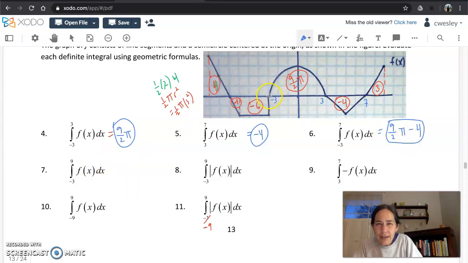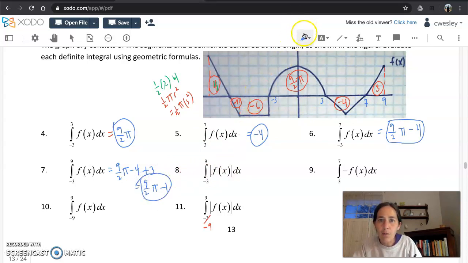-3 to 9, -3 all the way up, 7, 8, 9. So we got part of that in number 6. 9/2 pi minus 4 was the area all the way up to 7. If we want to add 2 more units, add that 3 that's above the x-axis. So basically your answer to 6 plus the area of this triangle, and you get 9/2 pi minus 1, exact value.